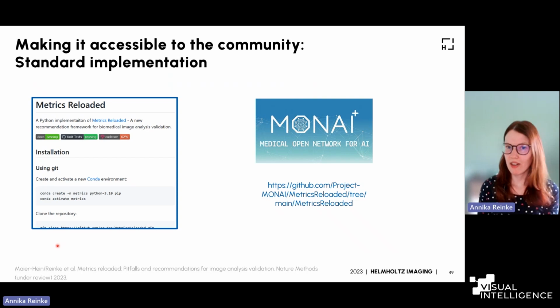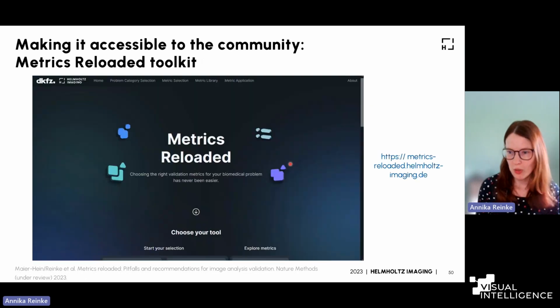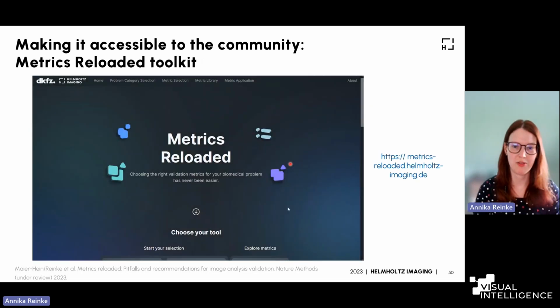We wanted to give a standard implementation of the metrics because we found that the implementation often differs quite a lot, and this makes a difference in the performance values. So we implemented them in the Monet framework, which you can also use for your research. And finally, we are currently working on a web toolkit for this framework.